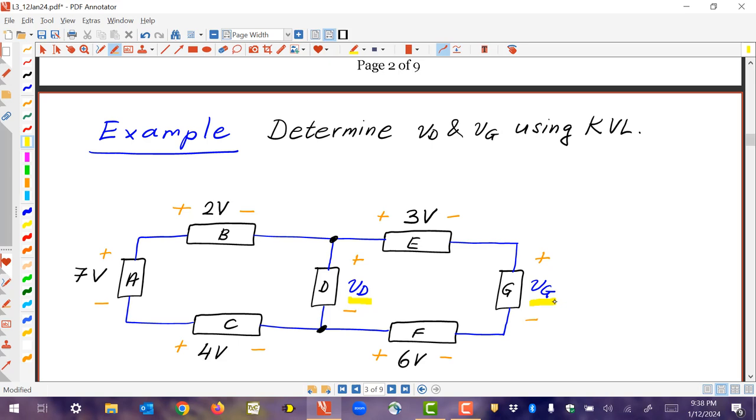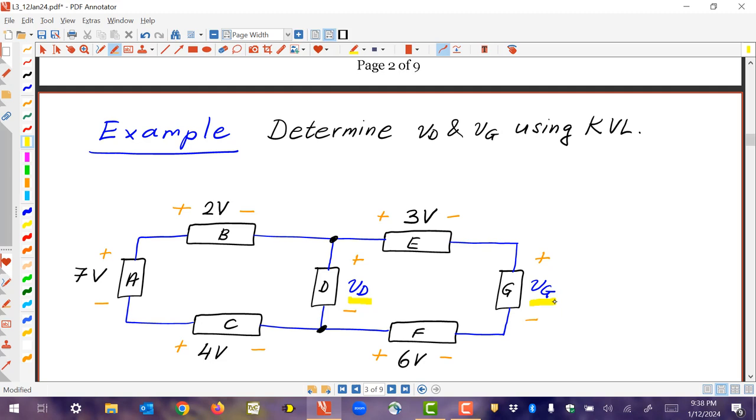If you're going to determine an unknown voltage by using KVL, and for that matter, KCL, what you're trying to do is write an equation in which the only unknown is what you're looking for, whereas the rest of the things in the equation are known numerical values.